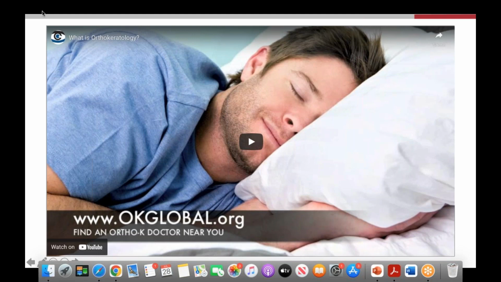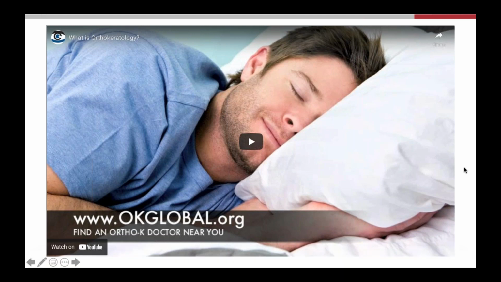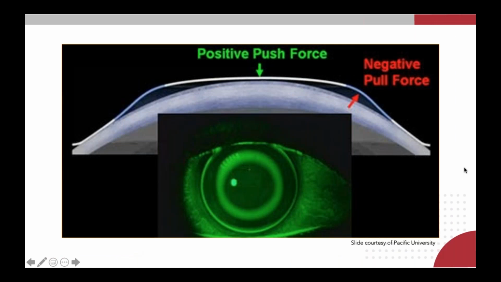So that is orthokeratology. Let's go through. So as she talked about, this very specific shape of the lens creates these hydraulic forces that reshape the corneal epithelium. So it creates a negative pull force and a positive push force. This lens is not physically mashing on the eye. There's always a thin tear layer between the eye and the lens, and that's why this effect is gradual and it takes time for it to happen.